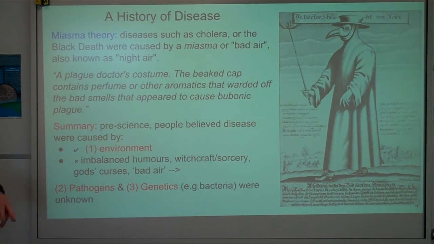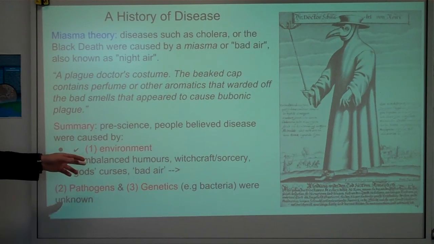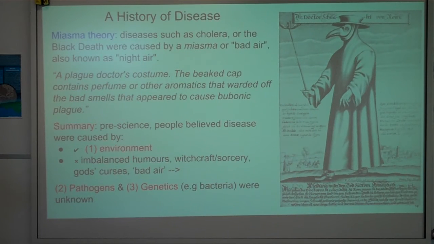What they didn't understand was that they used imbalanced humours and witchcraft and sorcery and God's curses and bad air as causes for disease, and none of that's true. They didn't know about pathogens. They didn't know about genetics. Pathogens, with microscopes, started to come through. That's why microscopes were really important, and genetics not until considerably later on, only in the last 100 and a bit years. In 1953, DNA was demonstrated to be the molecule of inheritance.